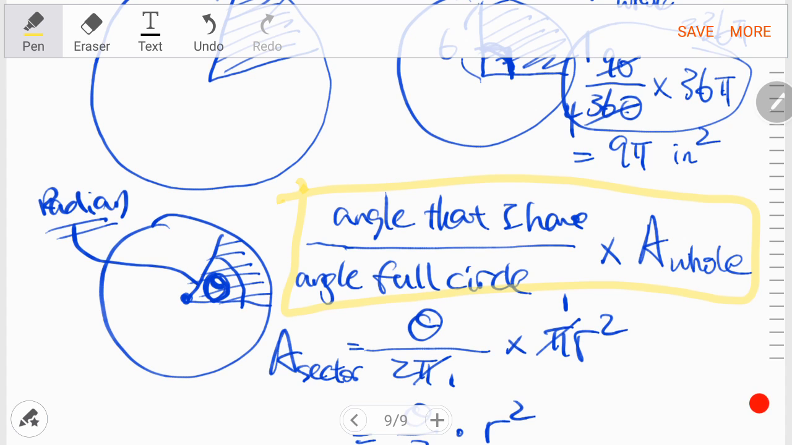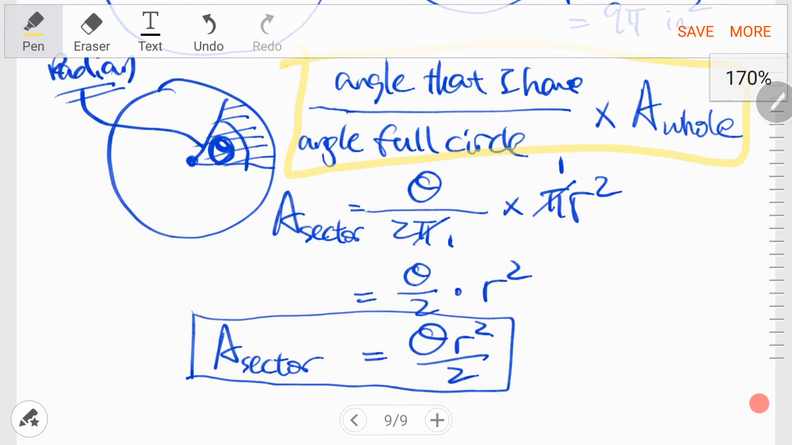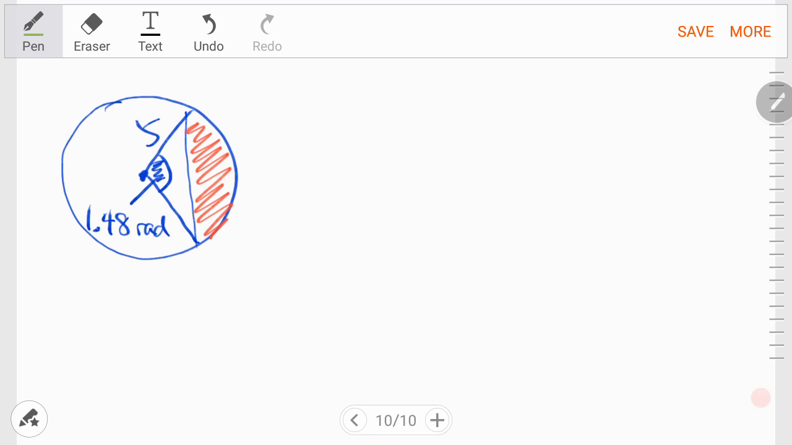Okay, so let's try a few examples. Feel free to rewind this video to try to understand how this area of a sector formula came about. Just to understand it. I'm going to go over one example with you. Let's take a look. So in this example, they want us to find the red area, the shaded area. Pause the video and think about how we can extract the red area out.